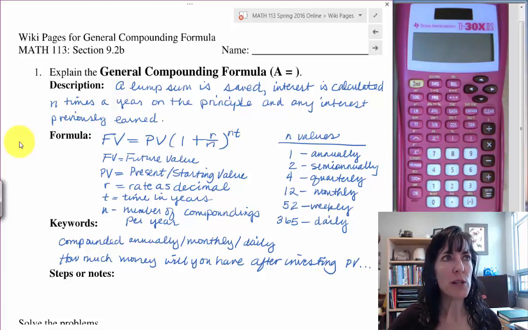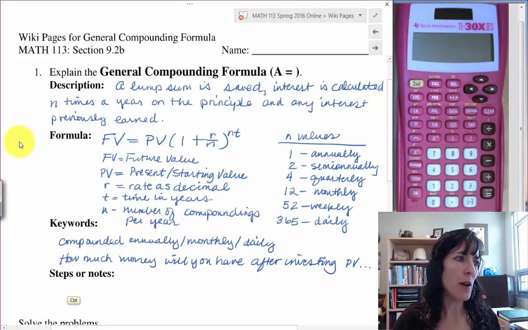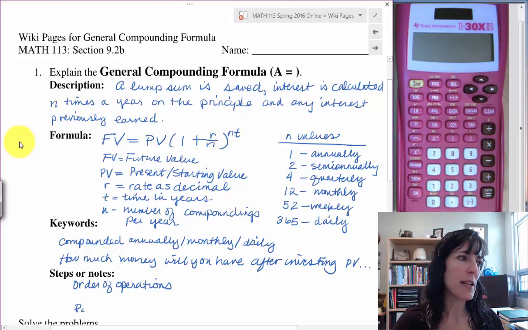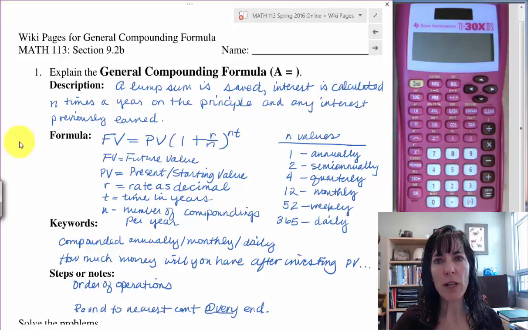Steps or notes is really there for you. So if you want to list out the order of operations, anything that you need to put in there to help you round to the nearest cent at the very end. If you want to write down some calculator buttons that you need to use, that's your space. You write what's helpful for you. I don't grade that at all.